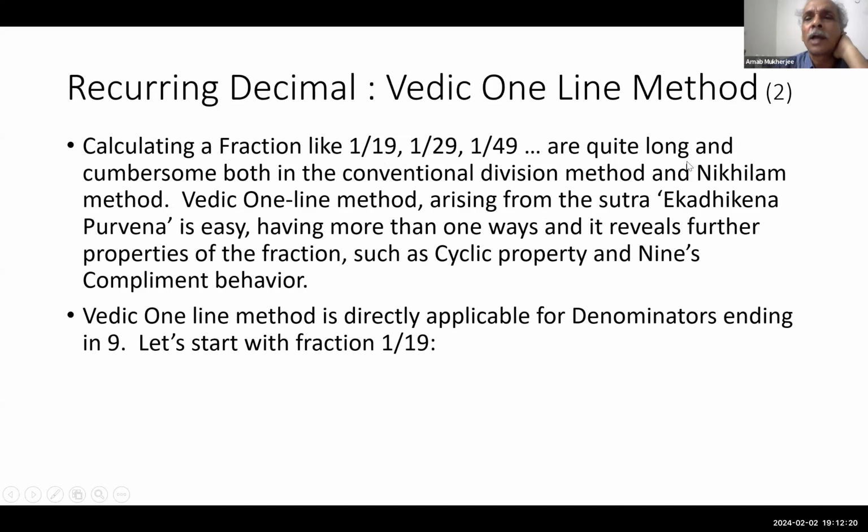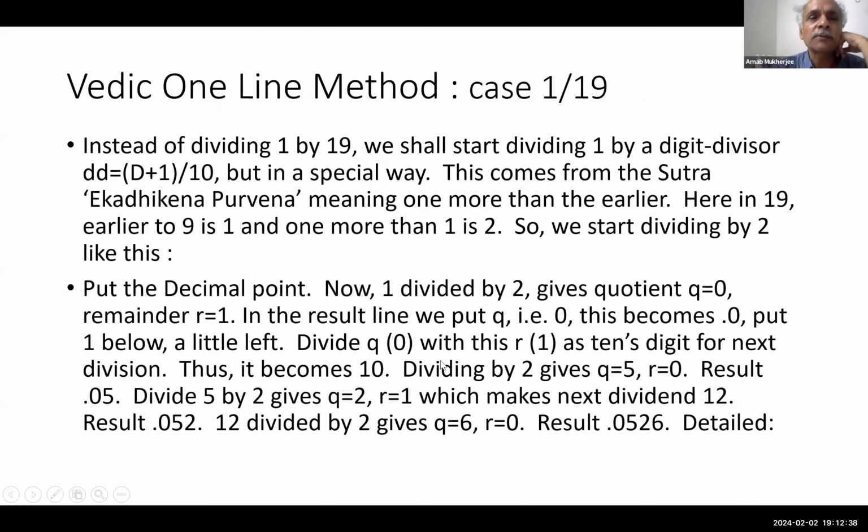So what we'll do here is apply the natural method and the one line method, called Ekadhikena Purvena. And we'll reveal that the cyclic property will come in. The basic one line method is directly applicable for denominators ending in 9. For others, you have to do something, I'll show you. What is the procedure? When you do division by 19, instead of dividing by 19, you divide by 2.